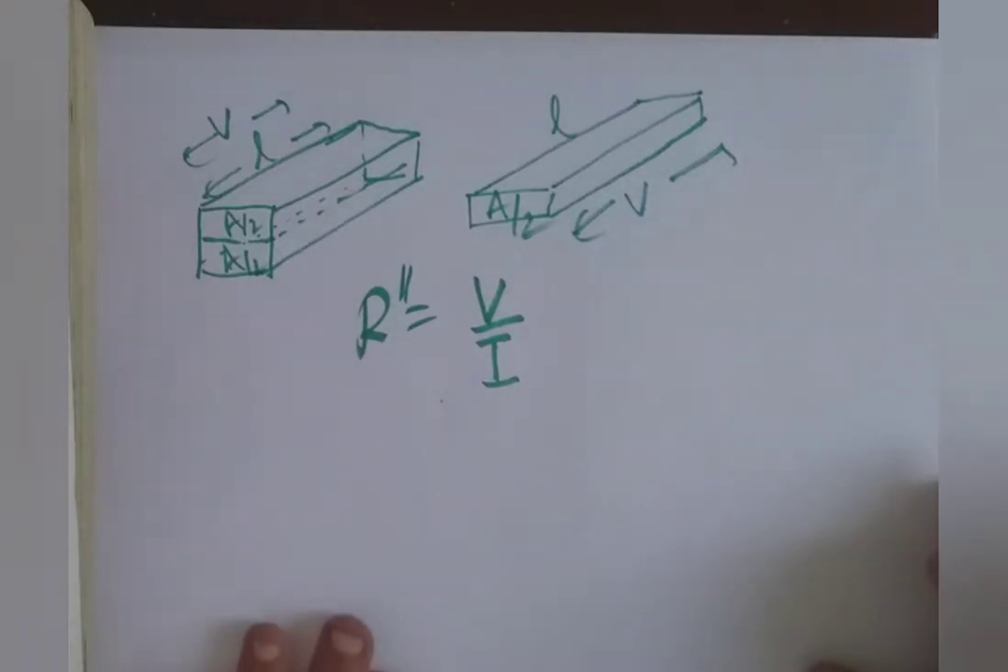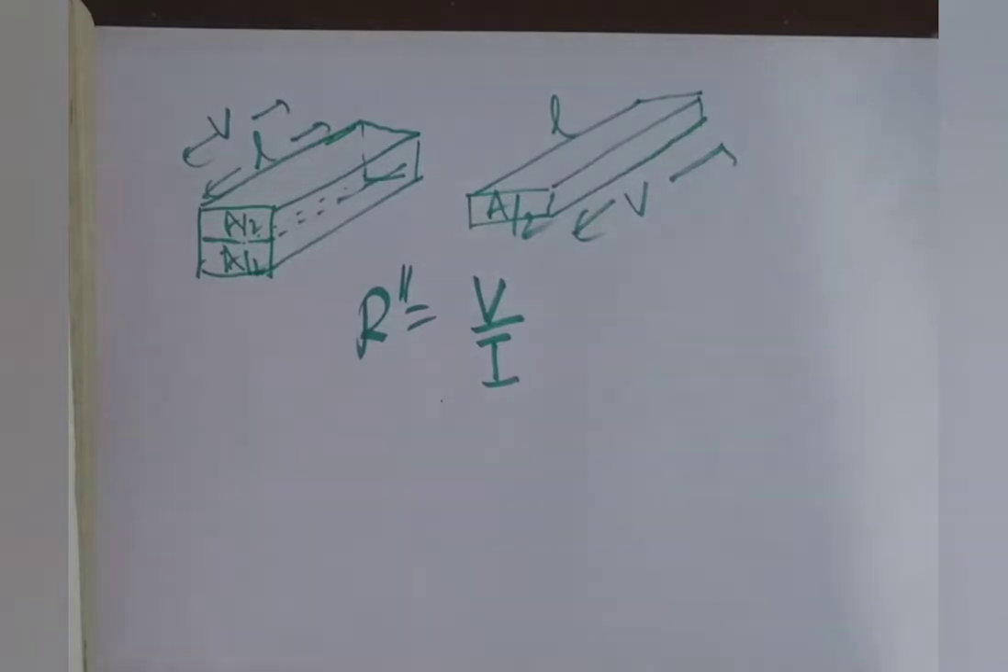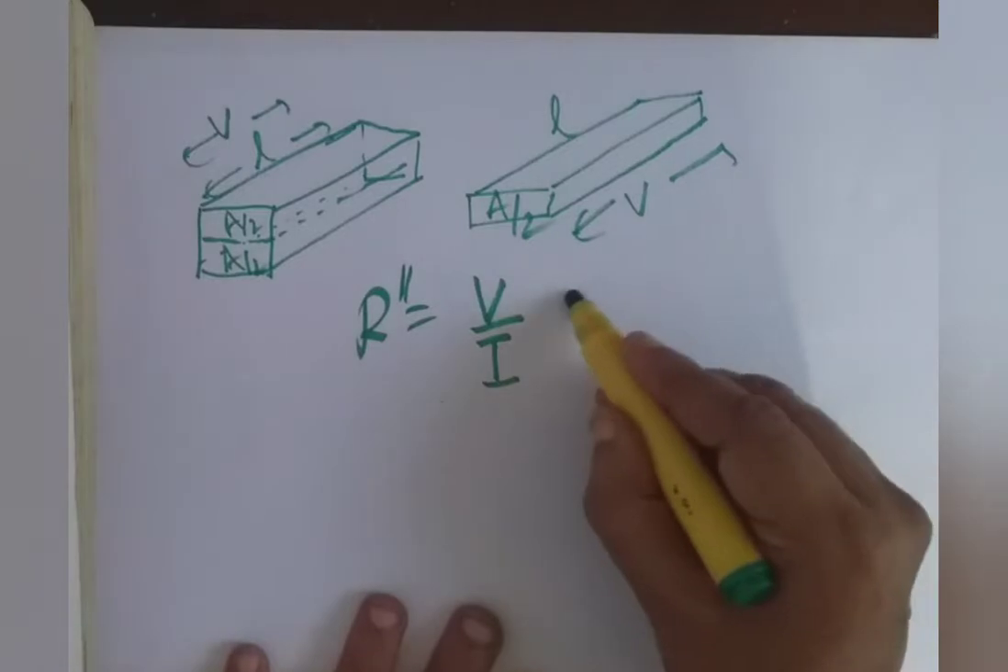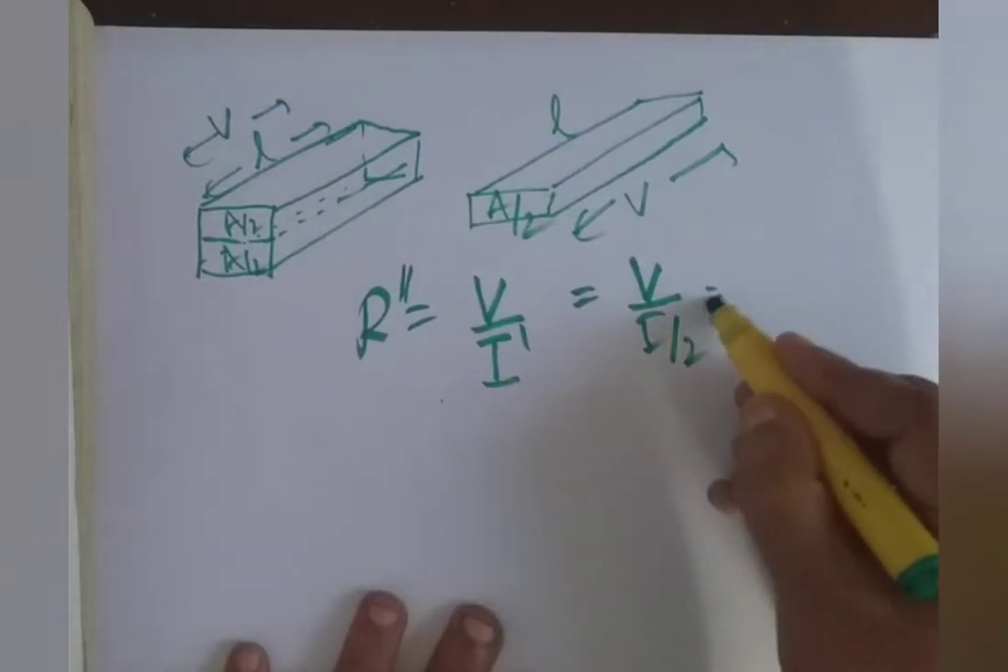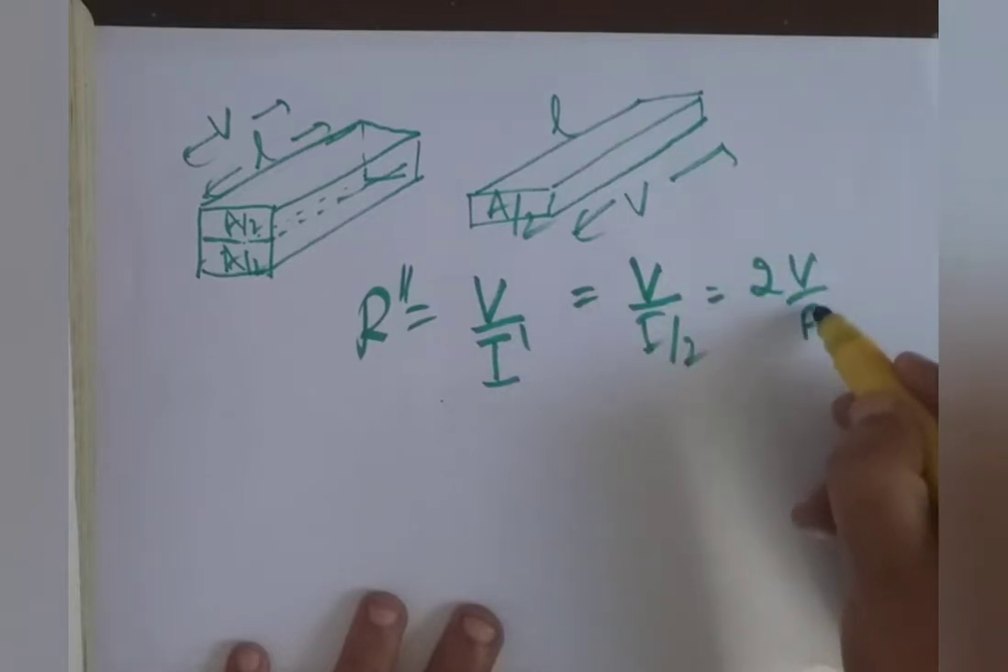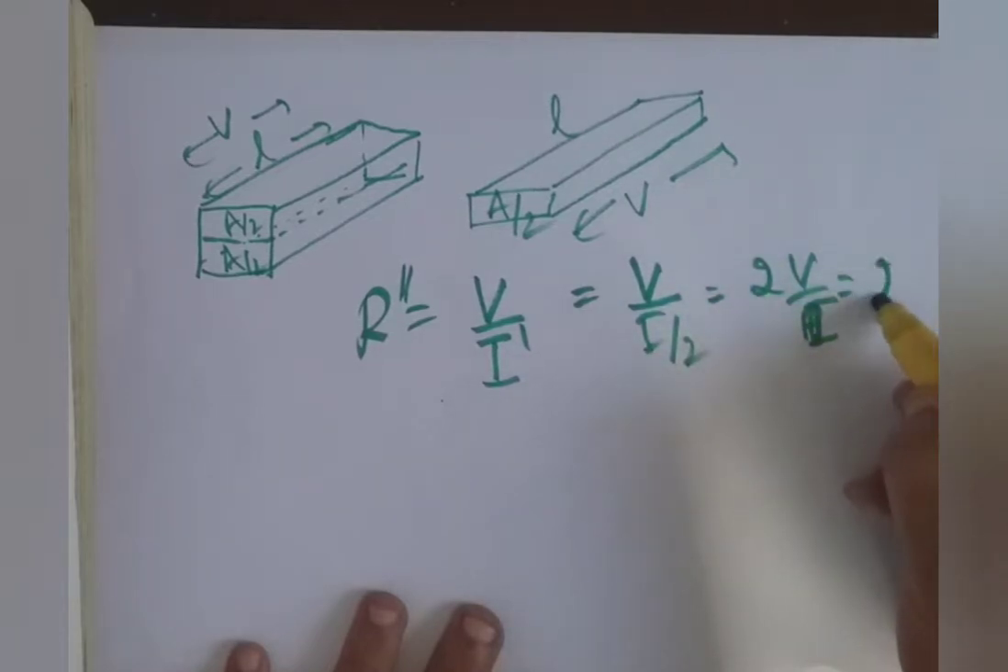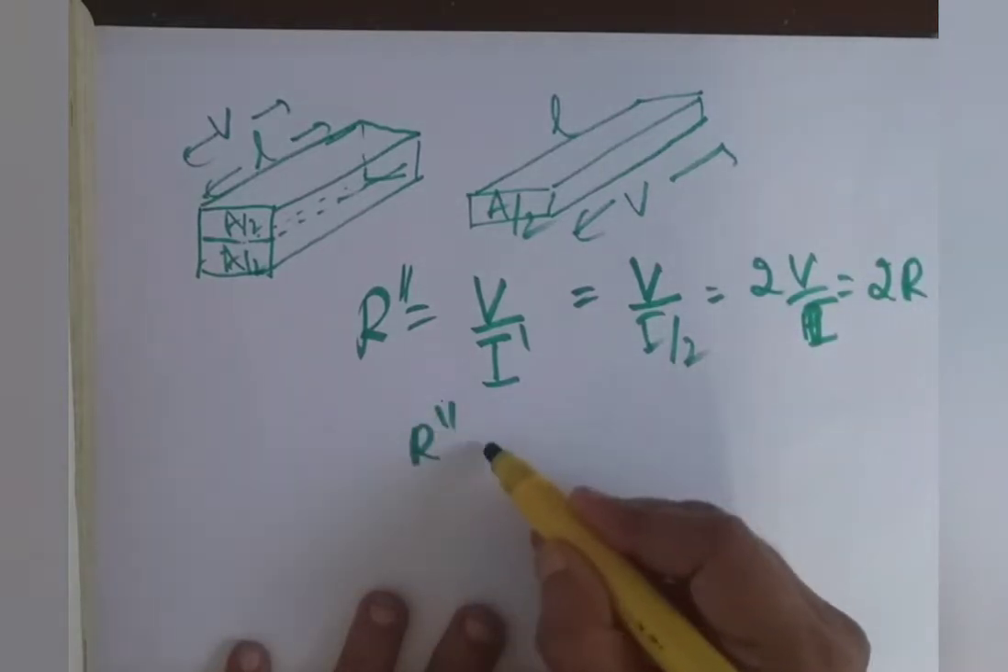I means flow of charges. But here, as we have reduced the area to half, only half of the number of charges should pass through, because area A contains a large number of free electrons to pass, but half of that area will contain only half of that. Therefore, the current will become half. That means I by 2 is the current now. So it is 2V by I, or 2R again. R double dash is also 2R.